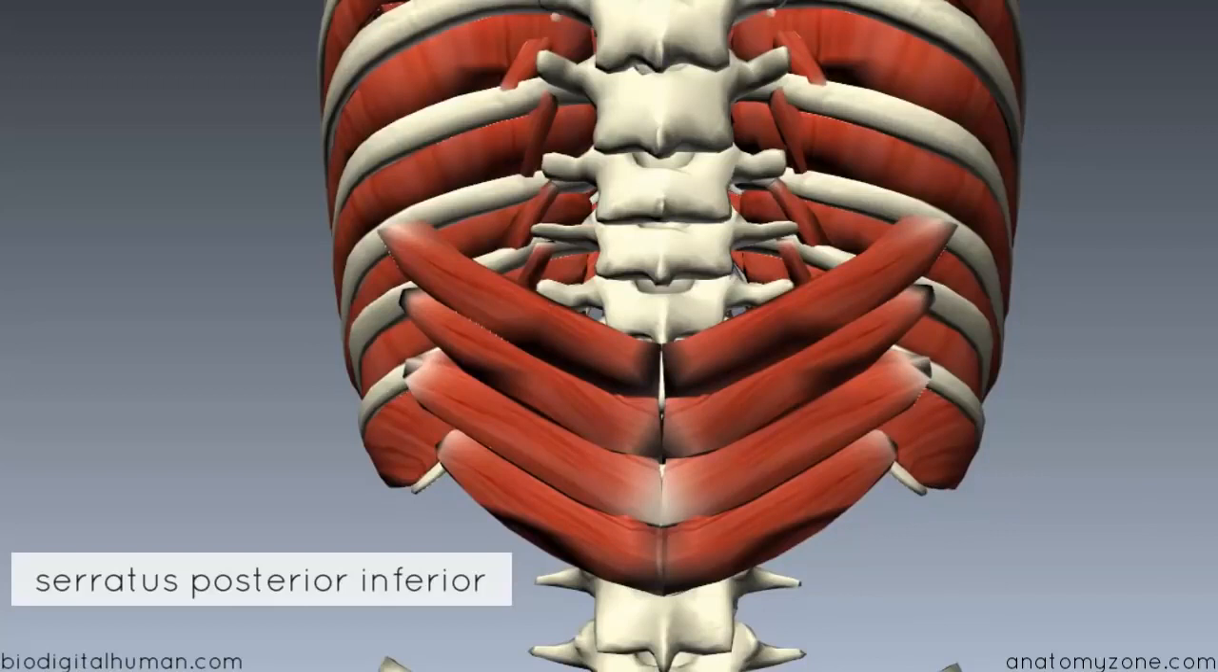And again, it's innervated by corresponding intercostal nerves, so the intercostal nerves which come from T9 to T12, and its function is opposite to the superior serratus posterior. So it depresses the lower ribs, and this helps in forced expiration.